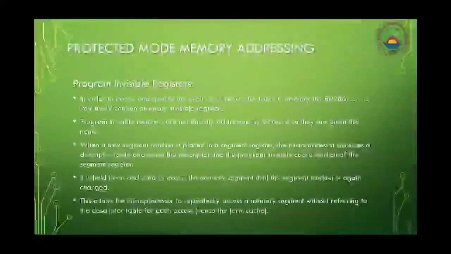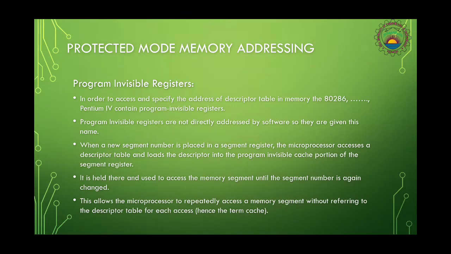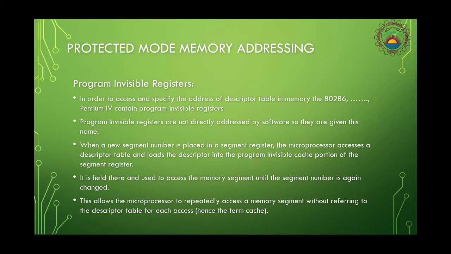As we know, we store a number in a segment register, and from that segment register a selector is extracted. That selector selects a descriptor in the descriptor table. From the descriptor we get the segment address, the starting address, the base address of the segment, and the limit and access rights byte. So all this information is stored in the cache portion, which is called the program invisible register. Until the number present in the segment register is valid, the base, limit and access rights byte are valid.